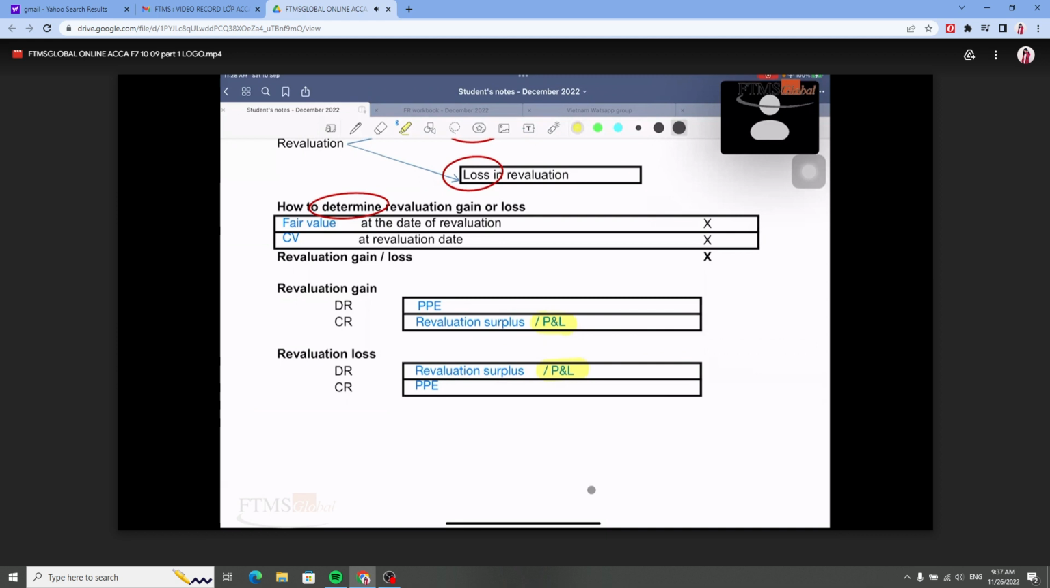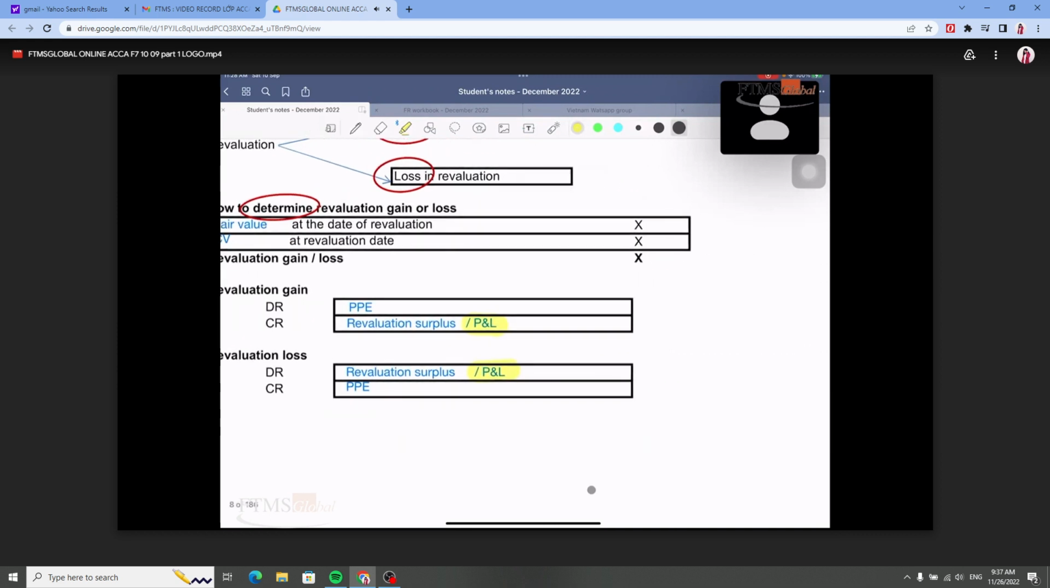So just bear in mind, this double entry is actually the shortcut. I think most of you, if you do revaluation, you do it this way. It's just a shortcut. This is actually a shortcut, not really the full double entry for revaluation. So bear this in mind.